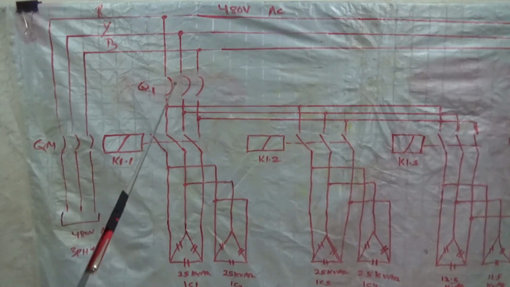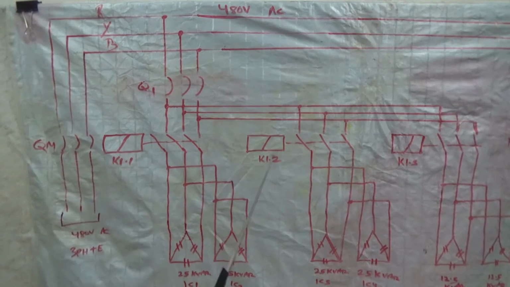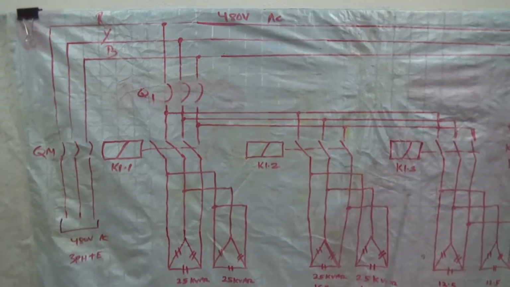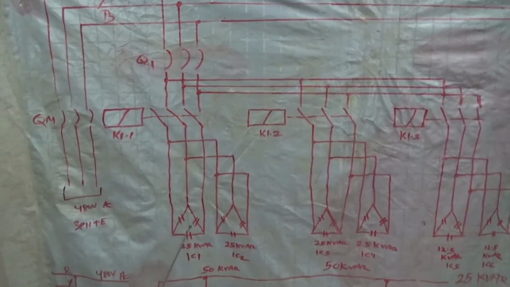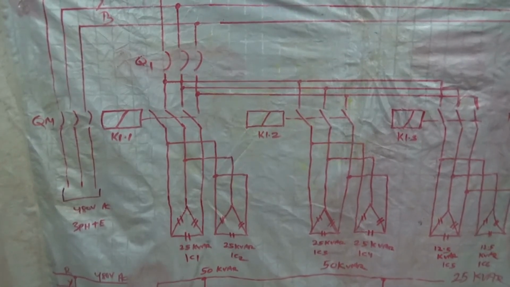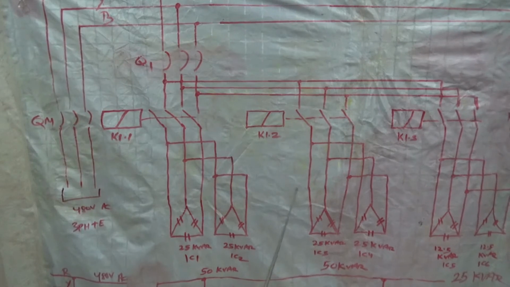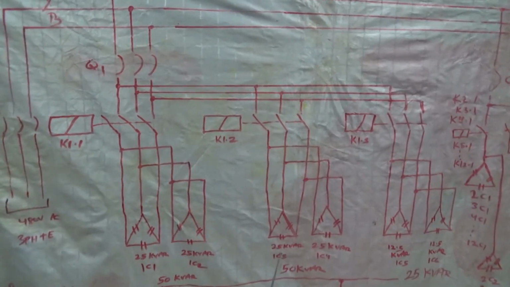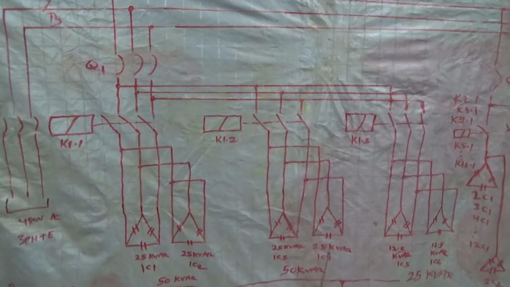And each branch breaker will feed 3 sets of contactors. This is denoted by K1.1, K1.2 and K1.3. K1.1 is going to feed 2 capacitors of 25 kVAR each, denoted by 1C1 and 1C2. The combined capacity is 50 kVAR. Similarly, K1.2 is going to feed 2 capacitors in parallel, 25 kVAR each, denoted by 1C3 and 1C4.